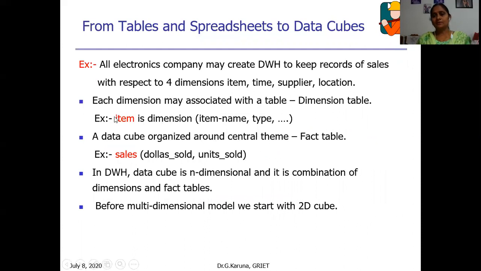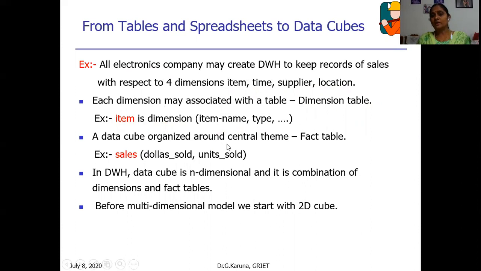Let us take an example of the AllElectronics company, as given in the textbook, which constructs a data warehouse to keep records of the sales with respect to 4 dimensions. Here the dimensions are item, time, supplier, and location. The database is called the AllElectronics database. Each dimension may be associated with a table called a dimension table. Already I said item is a dimension, time is a dimension, right? So item is a dimension, and these are its attributes.